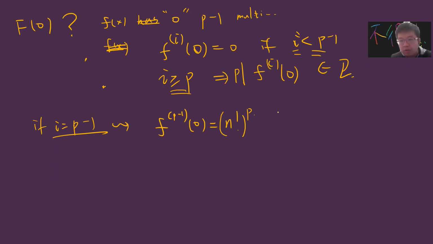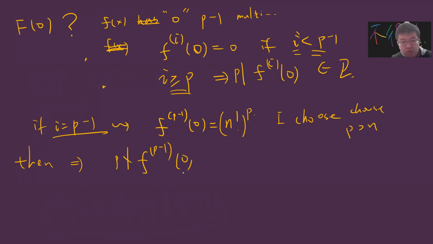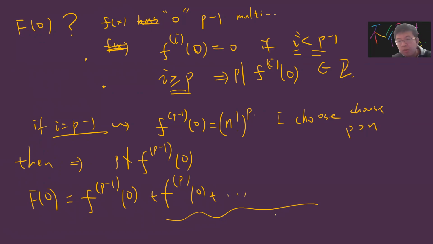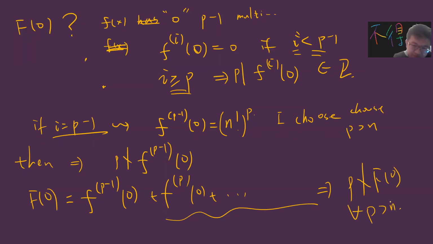Okay, so I can choose p greater than n, right? So n factorial will not contain p. So we show that p does not divide f of p minus 1 at 0. Okay, so that means what? That means f of 0 is the sum of f of p minus 1 at 0, f of p at 0, and so on. Everything else is divisible by p here, but this one is not divisible by p. So p does not divide f of 0 for p greater than n.